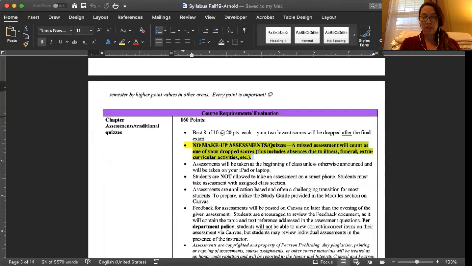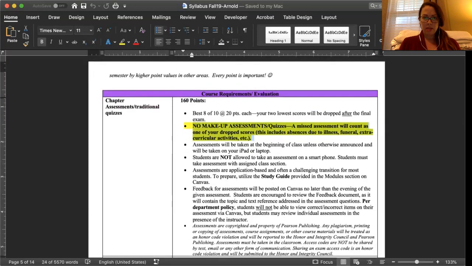You can see here this includes absences due to illnesses, funerals, and extracurricular activities. If you have any questions about that, please reach out to Dr. Huey, because this is one of those things that I have no control over. This is the department policy. So we will take 8 of your 10 best scores for that overall part of the course requirement.